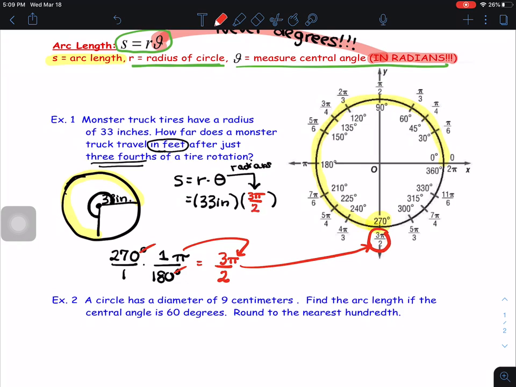Okay, now, when we type this in to actually get how far this monster truck traveled, you can go ahead and type the pi symbol in. So now you would enter 33 times 3 pi divided by 2, and that roughly comes out to 155.5 inches. Okay, but the question was, how far did it travel in feet?